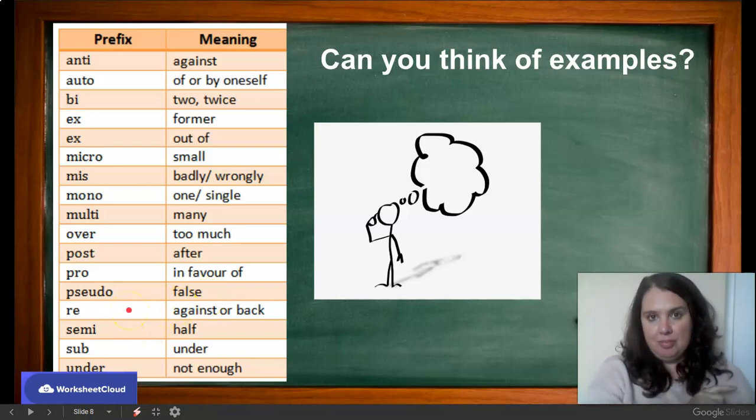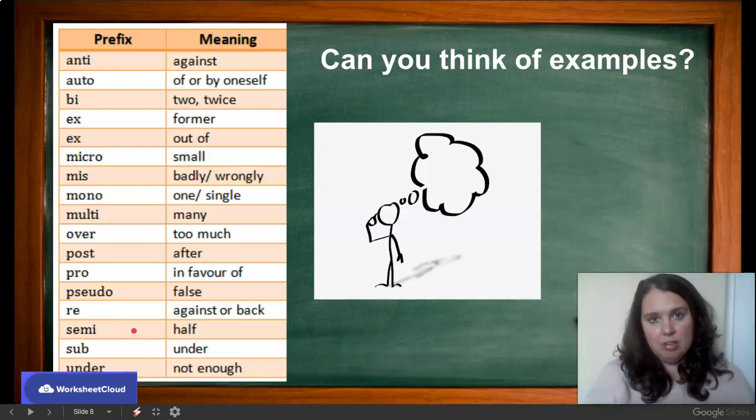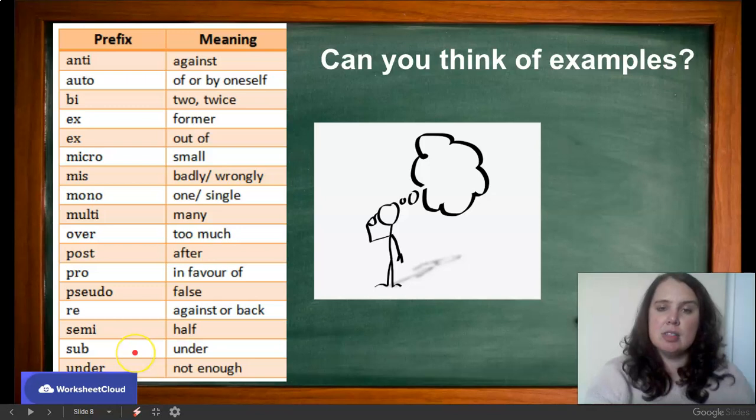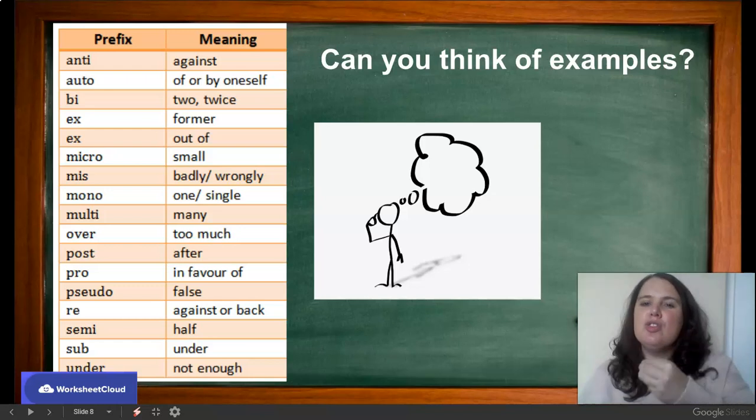Re, as you saw from the video, it can either mean against or to go back. Semi means half, so a semicircle would be half a circle. Sub means under, and then even under can be used as well as a prefix to mean not enough. Right, so those are great examples for you, and you need to know the actual meanings, not just what the actual word means, but the prefix as well.